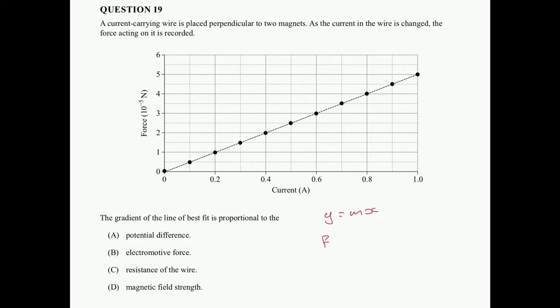That's not going to make much of a difference right now for us, but in short response questions, it's an important thing to flag. When your y variable, or any of your variables, your x or y, has units, but it also has a unit to a power of, like 10 to the negative 5, that will make a difference in your calculations. It is equal to m multiplied by x, so m is our gradient multiplied by our current, which we know in formulas is represented by I.